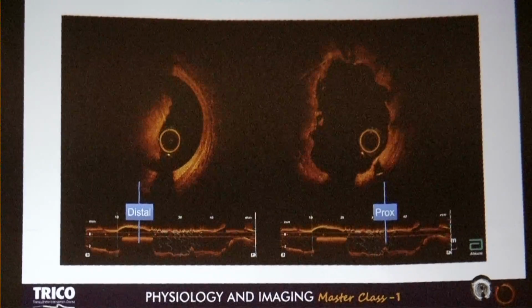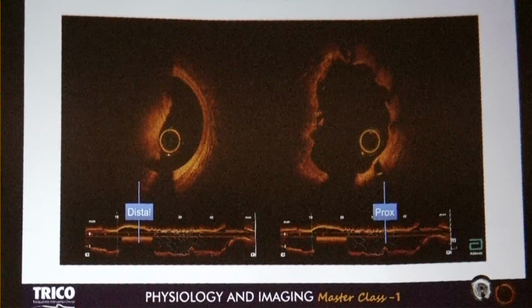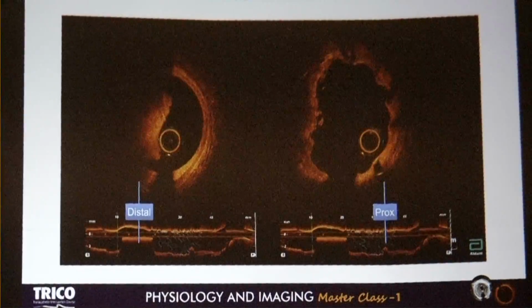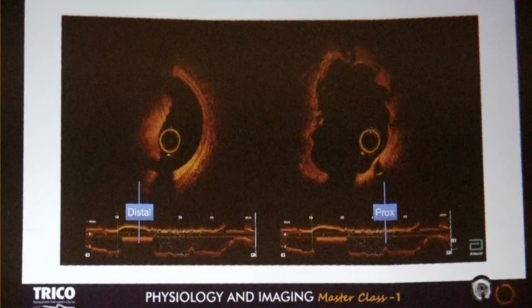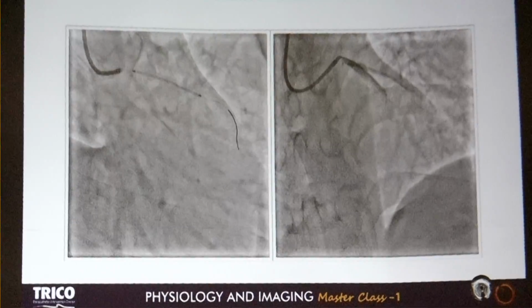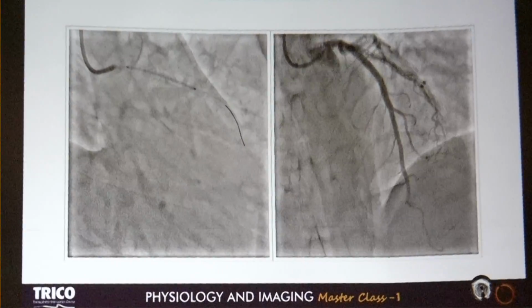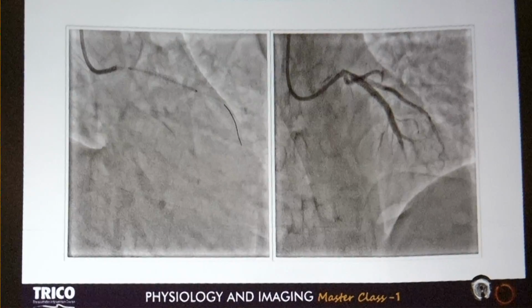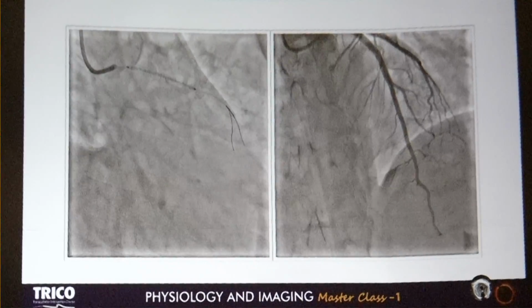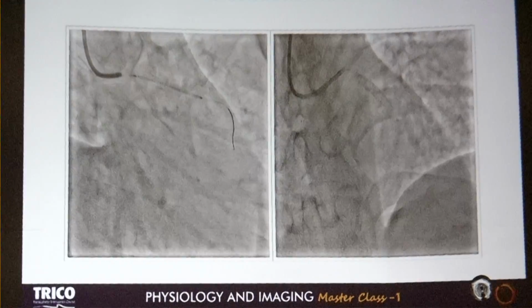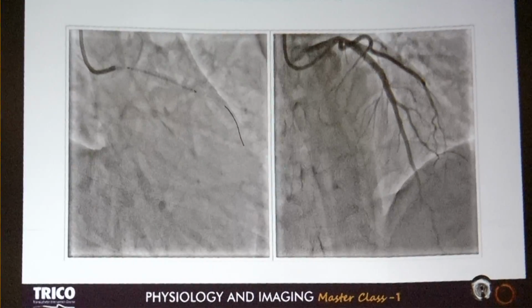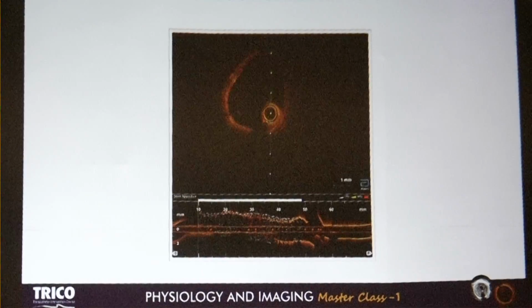So what to do now? We decided to stent the whole segment again, because there was neointimal proliferation, and on top of it there was a good amount of thrombus hanging. And we ended up with this result, and now see the OCT.